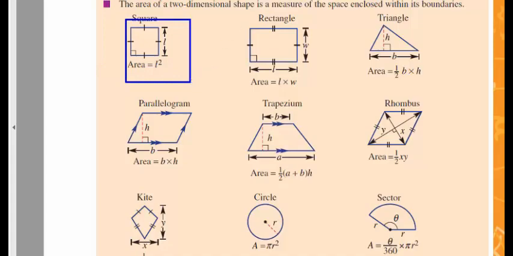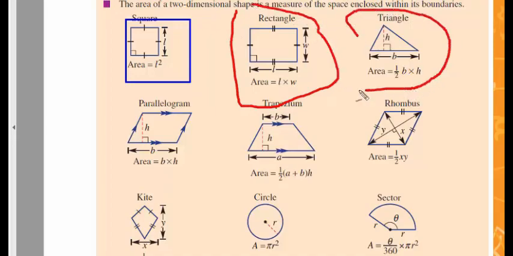Highlighted there, side squared or length squared, or side times side is another way. Next one is rectangle, length by width. Triangle, half base times perpendicular height, or base times perpendicular height over 2.